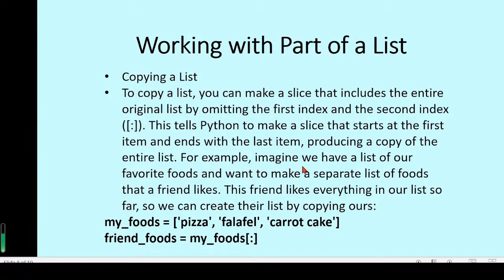For example, imagine we have a list of our favorite foods and want to make a separate list of foods that a friend likes. This friend likes everything in our list so far, so we can create the list by copying ours. So this is my foods list. And we can also create a friend's foods list using the brackets and colon. So the list of my friend's foods has the same items as my foods list.